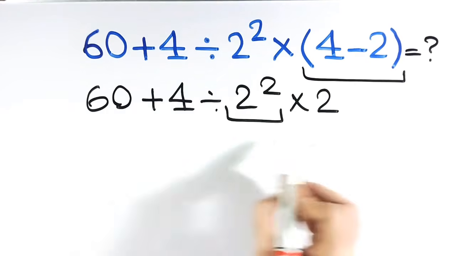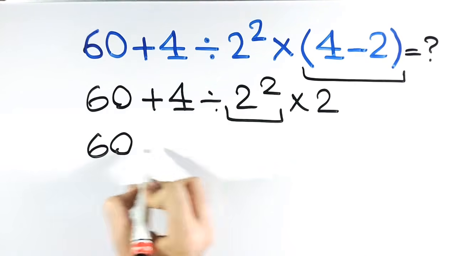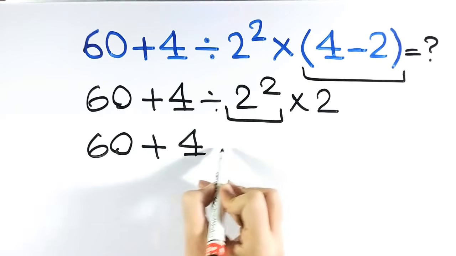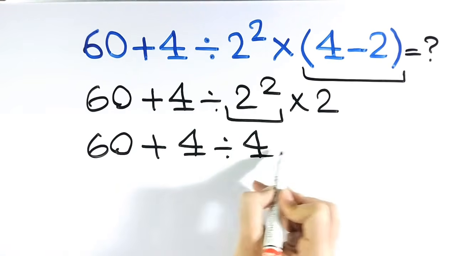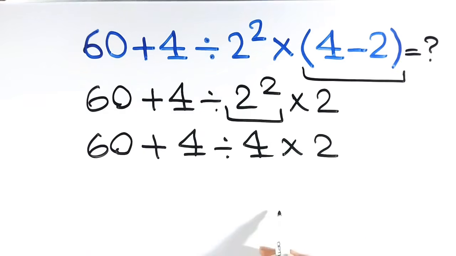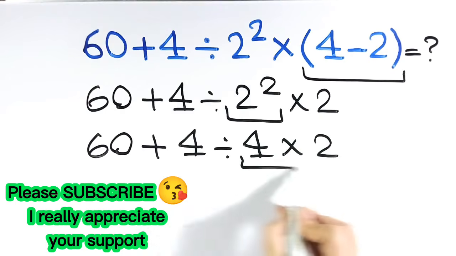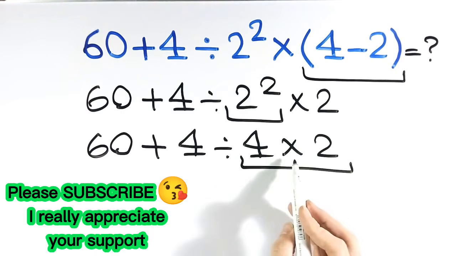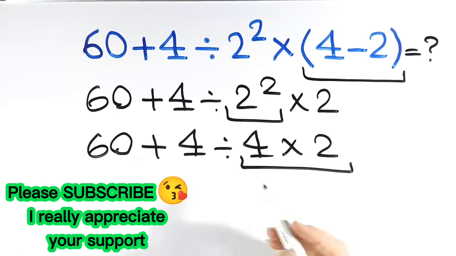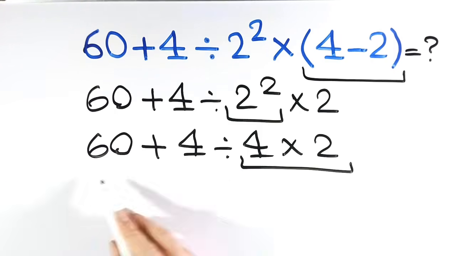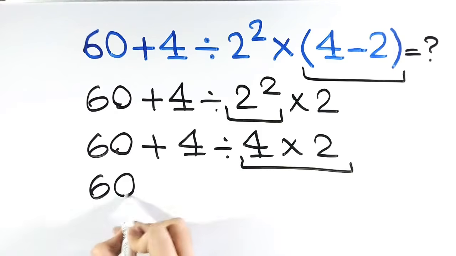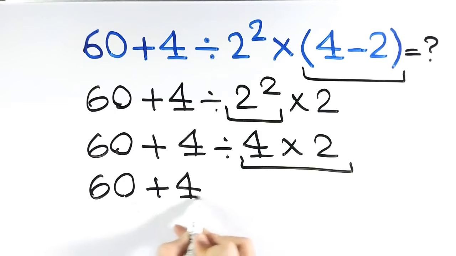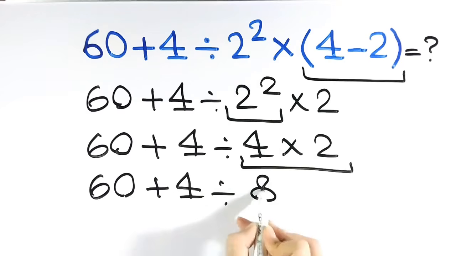And instead of this expression, they write 60 plus 4 divided by 4 multiplied by 2. Then they go for the multiplication between 4 and 2 because they think multiplication has priority over division. So they rewrite this expression as 60 plus 4 divided by 8.